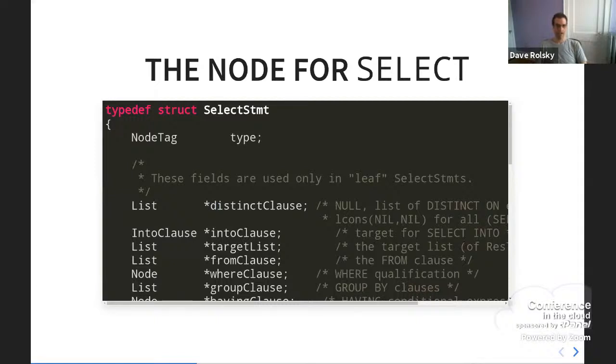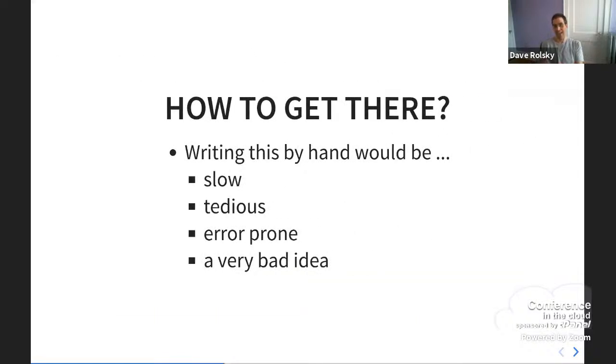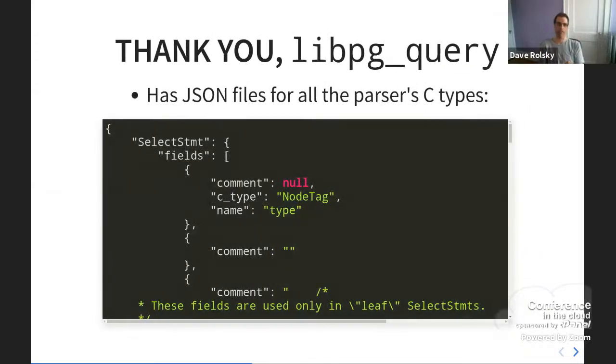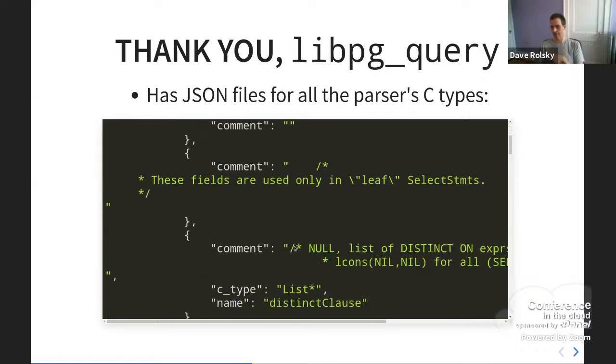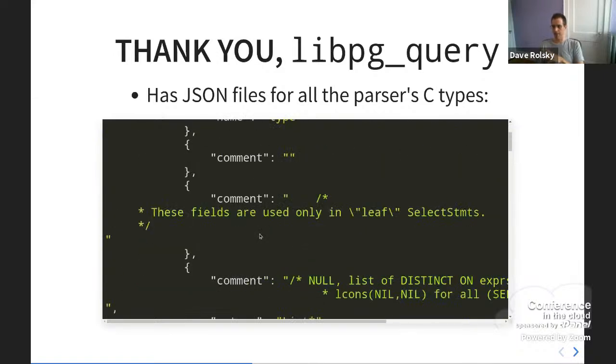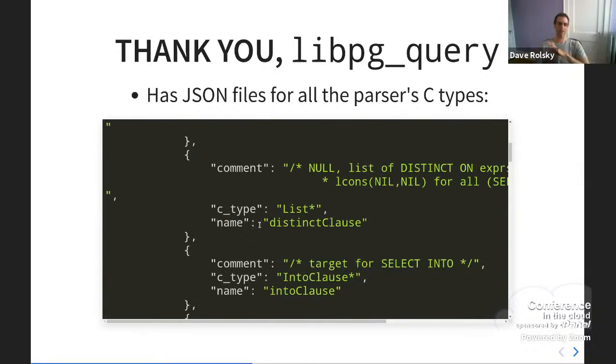So how do I get there? I could do it by hand, but that would be really slow and tedious, error-prone, just a horrible idea, right? So I'm not going to do it by hand. Fortunately, libpgquery has these JSON files with all the parser C types defined in them. This is what select statement looks like. It tells me there are these fields, what the C type is, what the name is. There are these comments, and some of the nodes in this JSON have just a comment, and it's not super important. All that matters is there's JSON that describes this stuff.